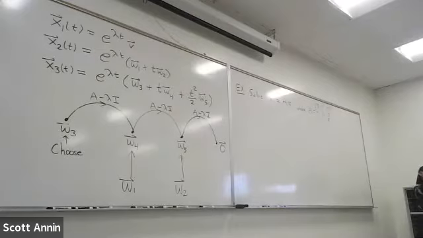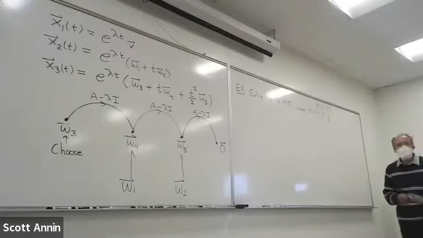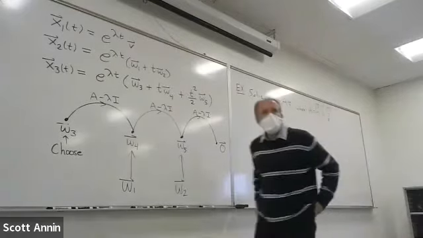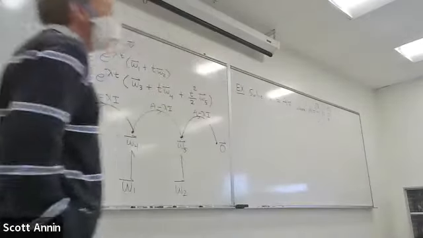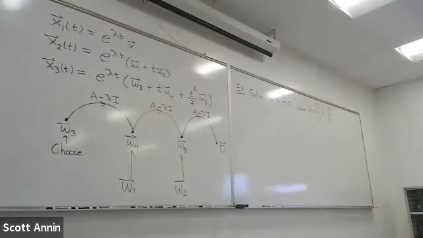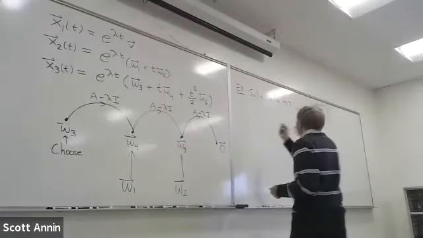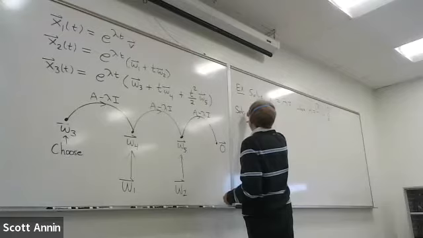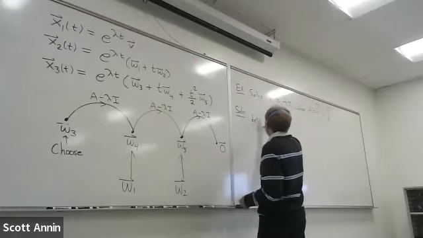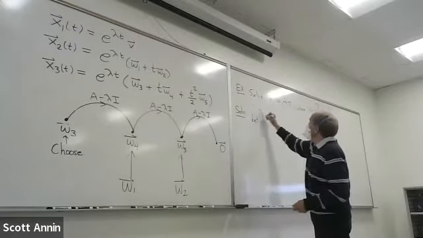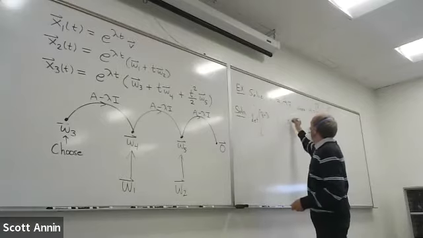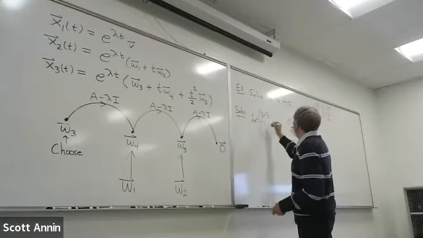Can somebody tell me what's the first step? What do I need to do first to solve this problem? Get the lambdas. Exactly. I've got to find my eigenvalues. So let me start my solution here. We're going to take the determinant of the matrix that we get when we subtract lambda off of the main diagonal.